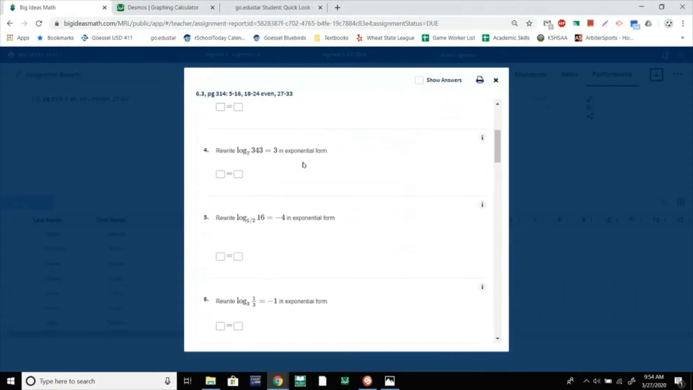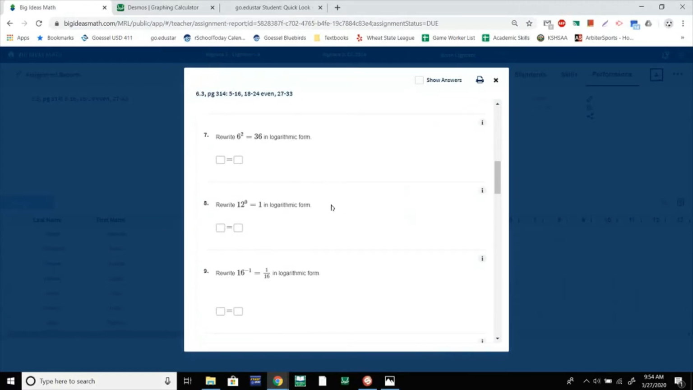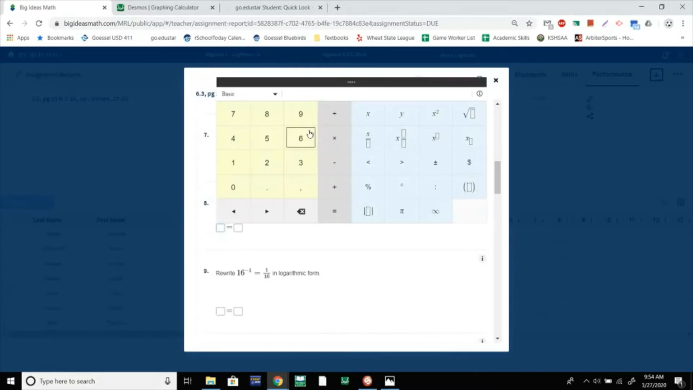Okay, rewriting in exponential form, rewrite in logarithmic form. Your logarithms, you will need to go basic.